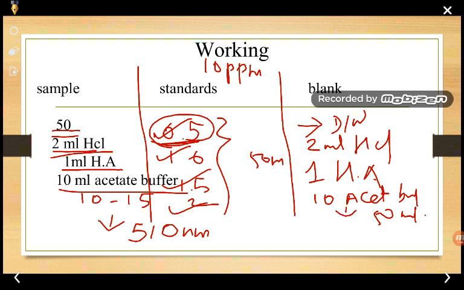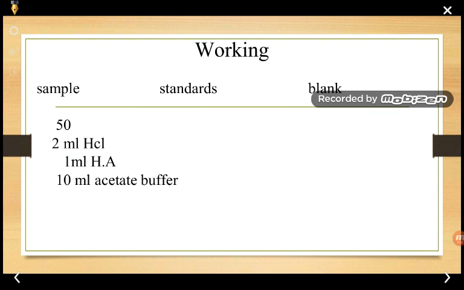After adjusting the 0, we take the readings of the standards, and after this we will get certain values for the standards: for 0.5 we will get certain values, for 1.0 certain values, for 1.5 certain values, and for 2.0 certain values.